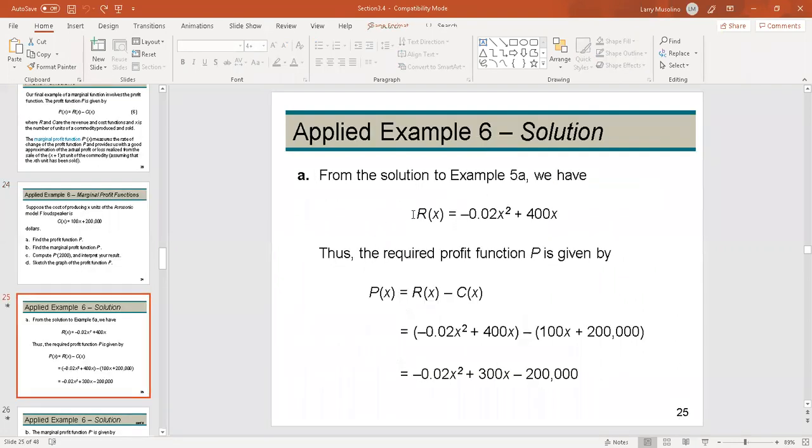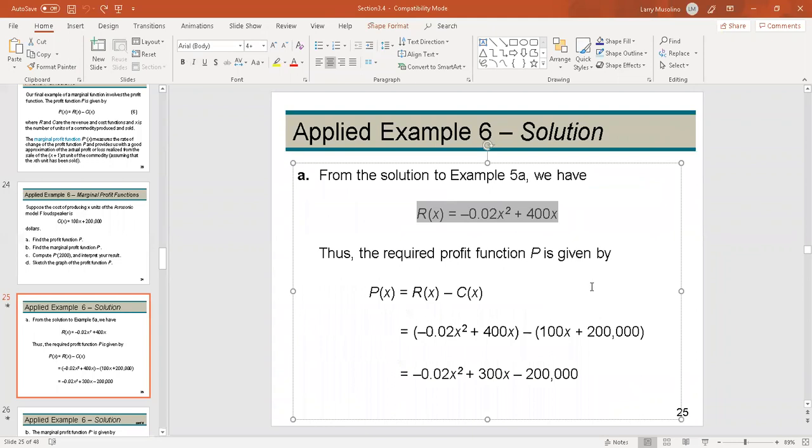All right, well, remember here was the revenue function from that earlier slide. So to calculate profit, you just take revenue minus cost. So here's the revenue function. Circle it in blue. Subtract the cost function. I'll circle it in red.